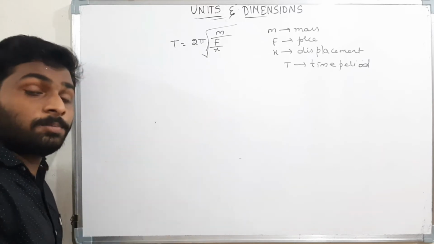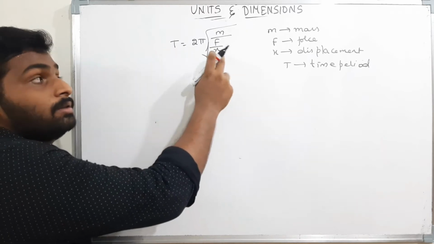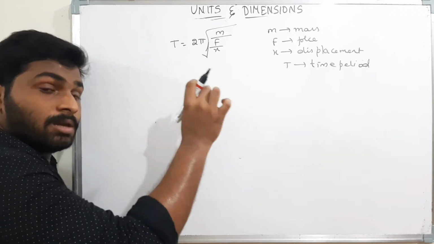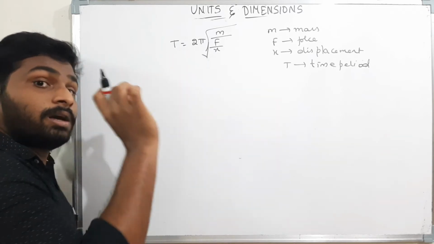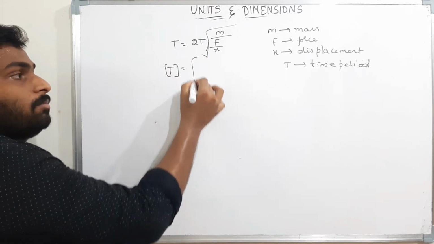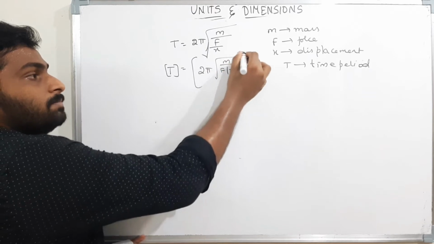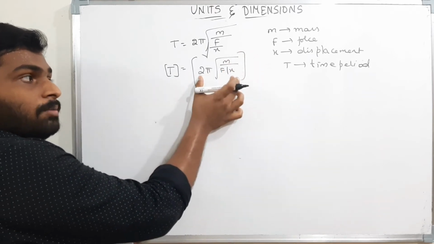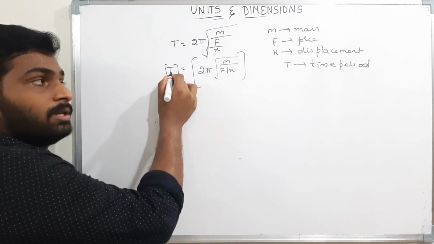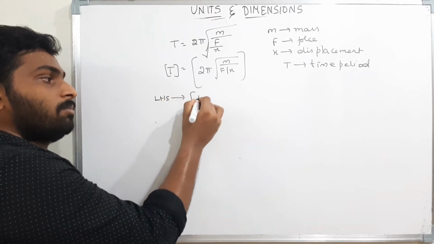Now according to the principle of homogeneity, what do we have to do? I am equating two terms. T is one term and this is the other term. That means the dimension formula must be the same. If the dimension formula is the same, then this is a correct equation. Therefore, the dimension formula for T must be equal to the dimension formula for 2 pi root of m by f by x. Now I have to find the dimension formula for T. T is the time period, so for the LHS the dimension formula is T.